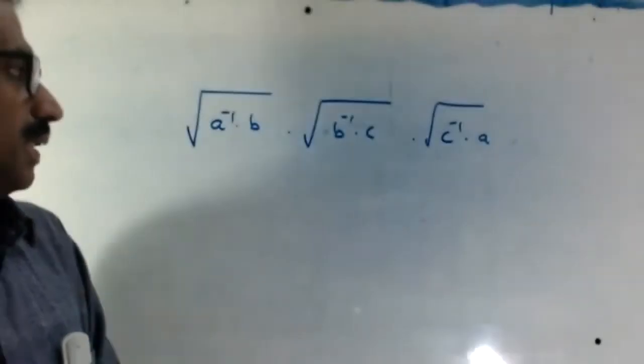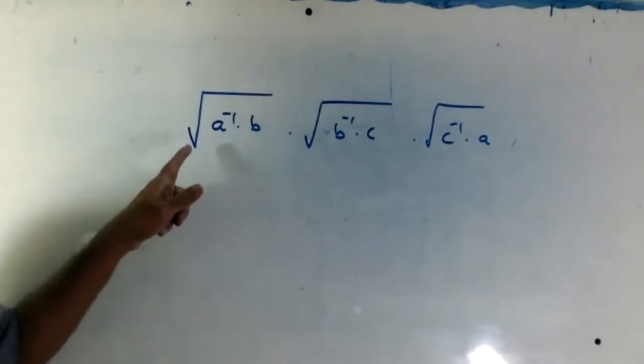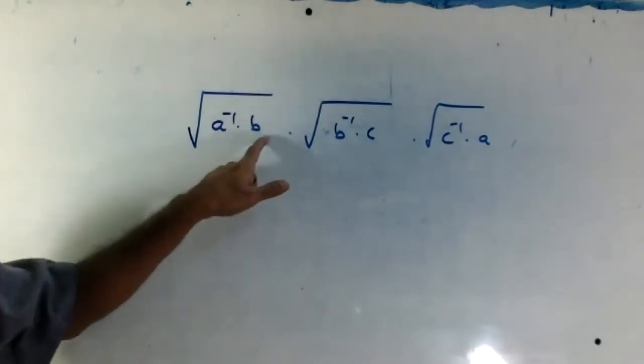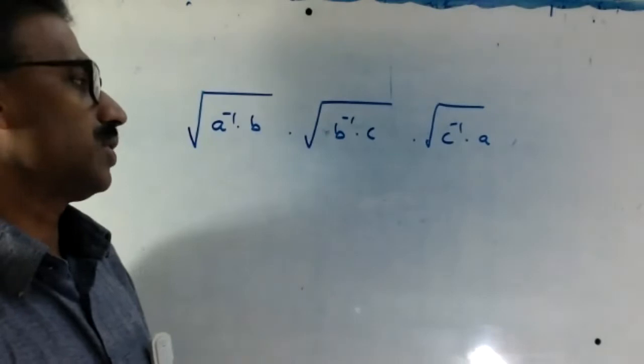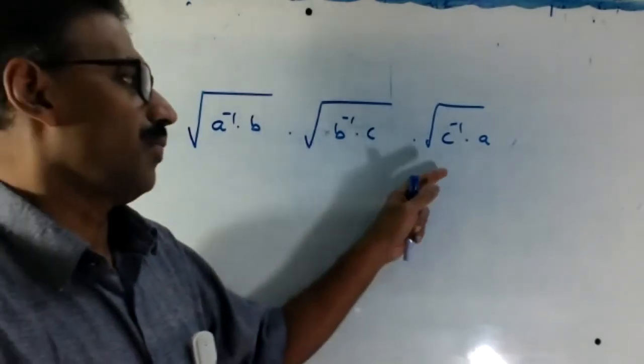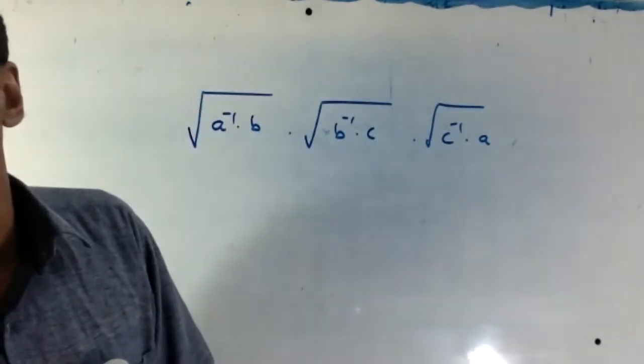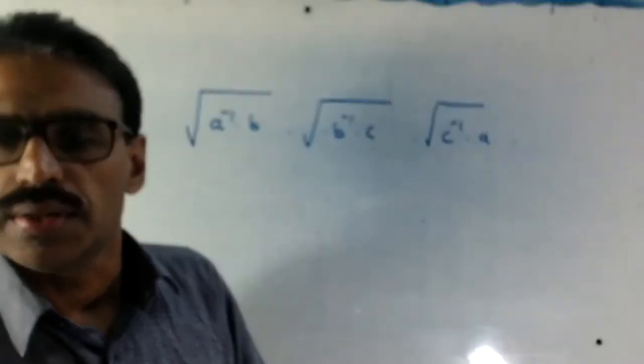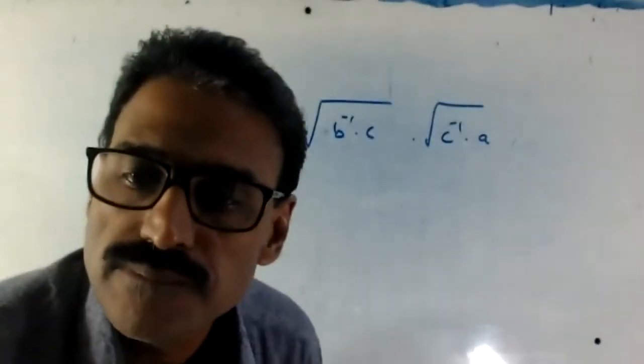Okay, listen here. Simplify root of a raised to minus 1 into b, into root of b raised to minus 1 into c, into root of c raised to minus 1 into a. Okay. You have to try.